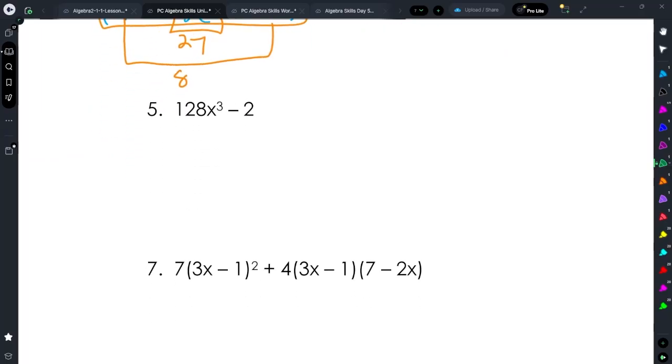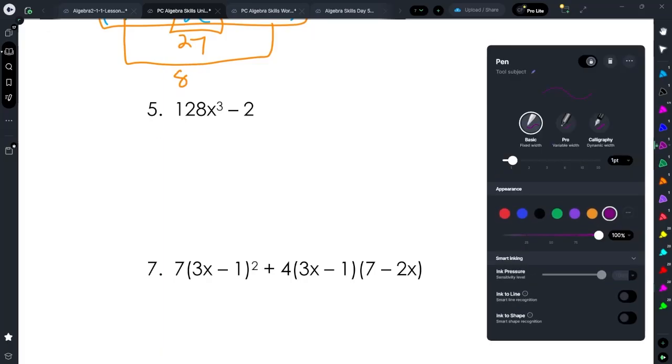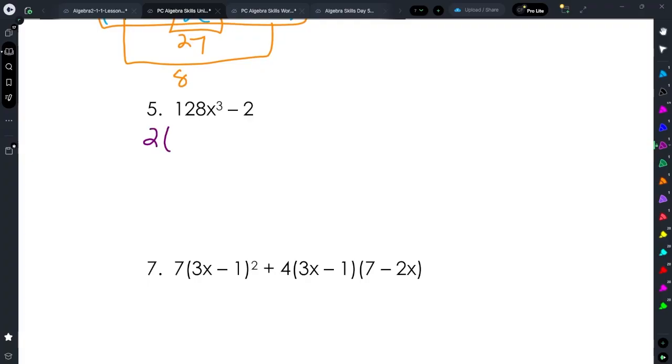Number 5, I notice I can factor out a GCF. I'm going to factor out a 2, and we're left with 64x to the third minus 1. This is a difference of cubes because our a is going to be the cube root of 64, which is 4. So our a is going to be 4x, and our b is going to be 1.